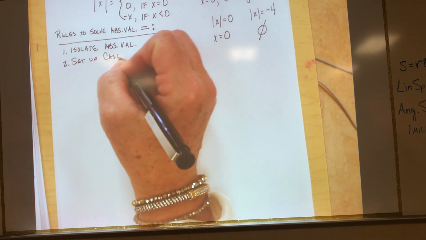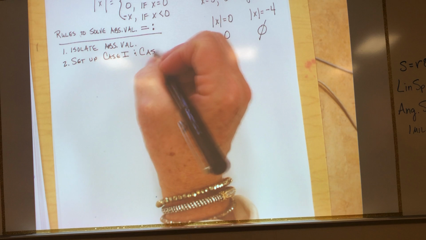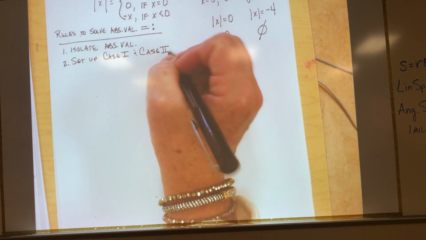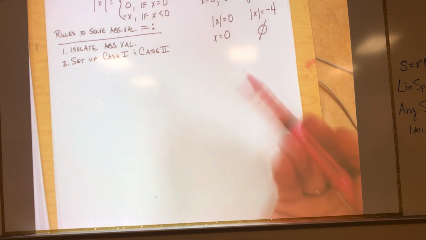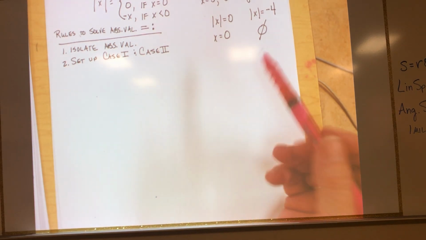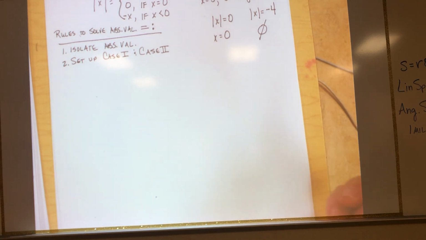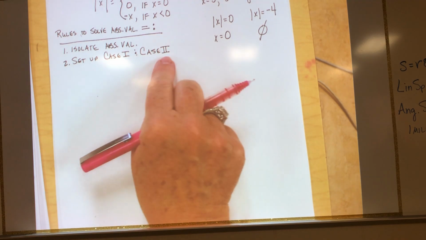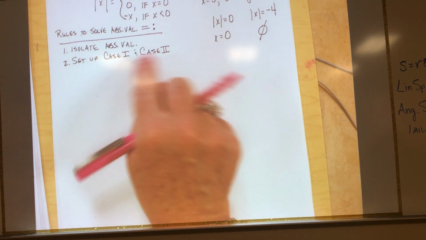case 1 and case 2. Notice I'm using Roman numerals, okay? If I use regular numbers, they're really called Arabic numbers. Those are the ones that we write with. The kids are like, what? Those aren't Arabic. Yes, they are. That's what they're called, okay? But if you use Arabic numbers, it might get messed up with your problem. So I use Roman numerals, okay? Case 1 and case 2.